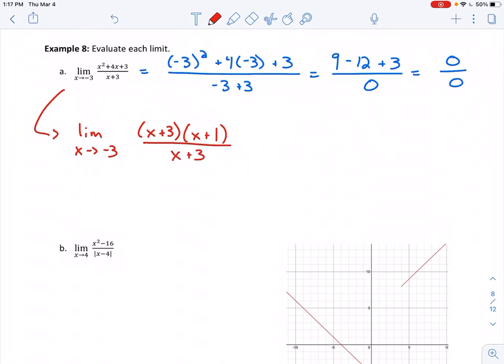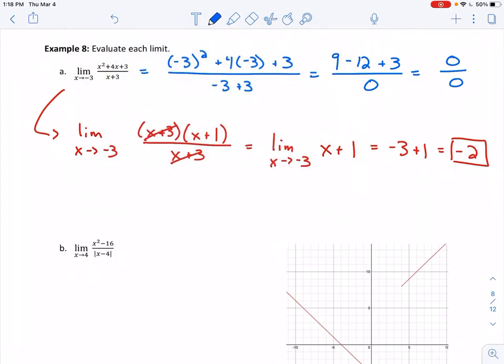And then I say, hey, look at this. I've got a common factor of x plus 3 in my numerator and in my denominator. So we can go ahead and cancel that. And then I'm left with the limit as x approaches -3 of x plus 1. Let's try plugging it in now. -3 plus 1, I end up with -2. Hey, look at that. There's my limit. So we just had to factor it and simplify it, but the limit did exist. So okay, that's pretty neat.